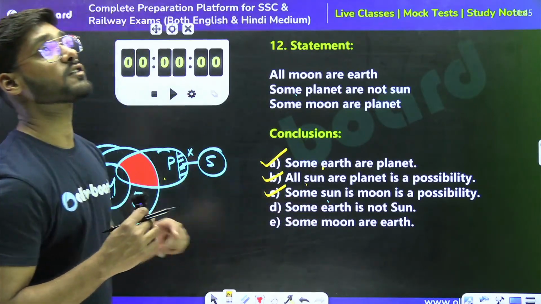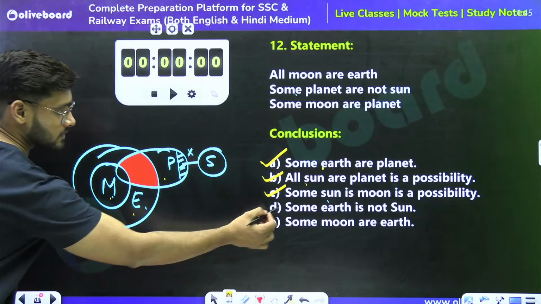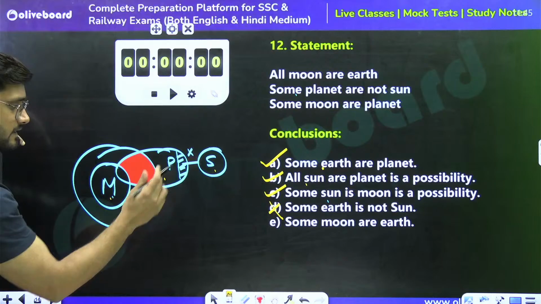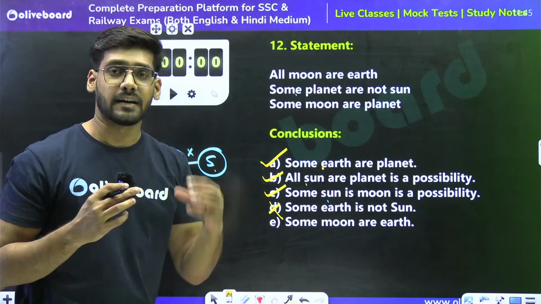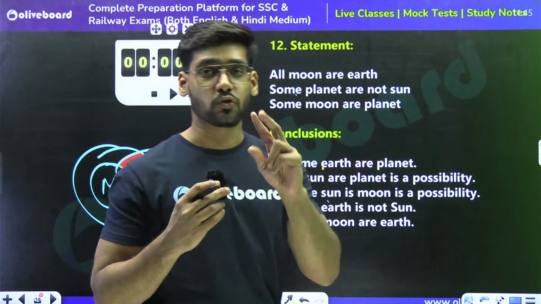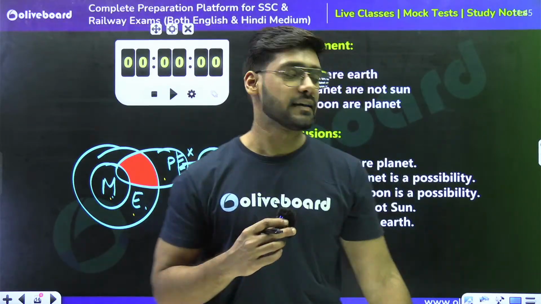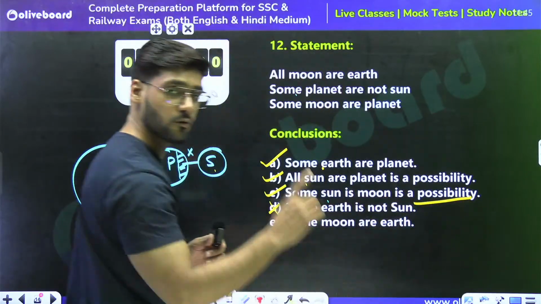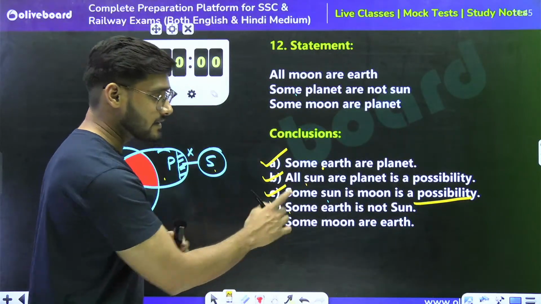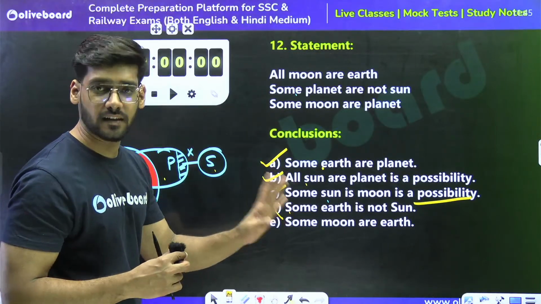Some earth is not sun, there are some earth which are not sun. So this is wrong, because between earth and sun nothing is given. If there is nothing given between two things, we can make a possibility, but we cannot say definitely. In conclusion C it was given as a possibility, so we made it right. But in D there is no possibility and it is given definitely, so we cannot say anything definitely.